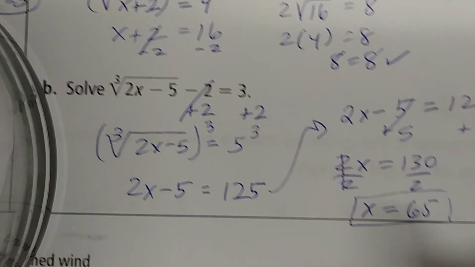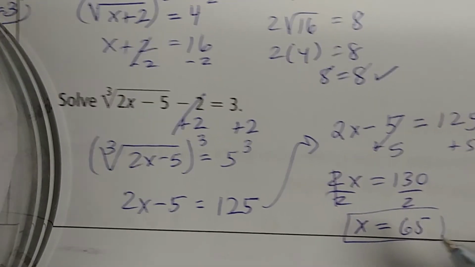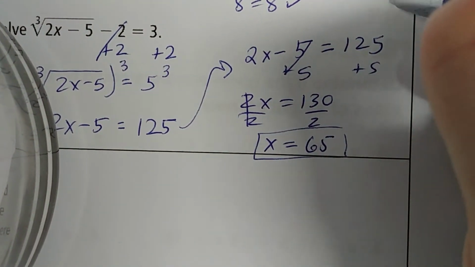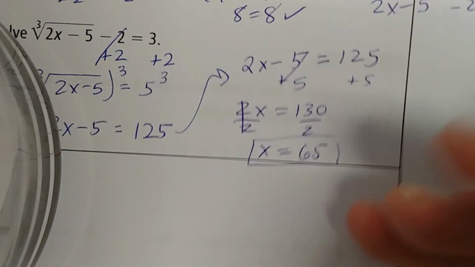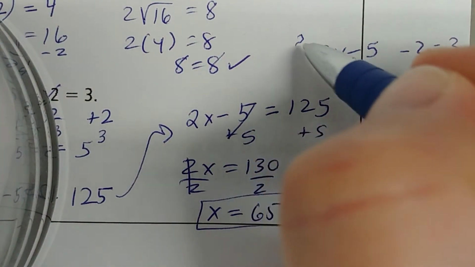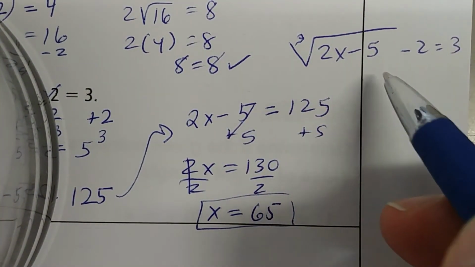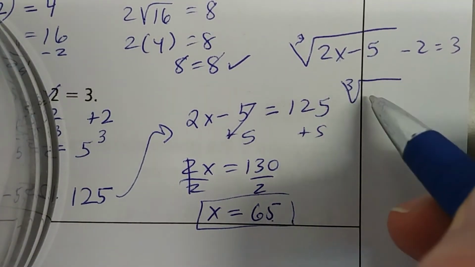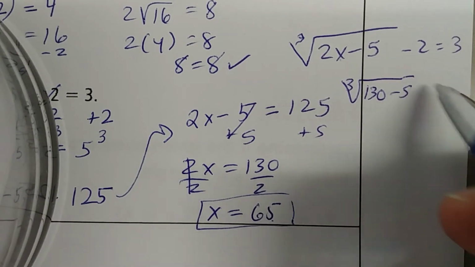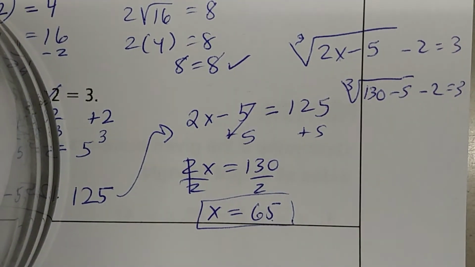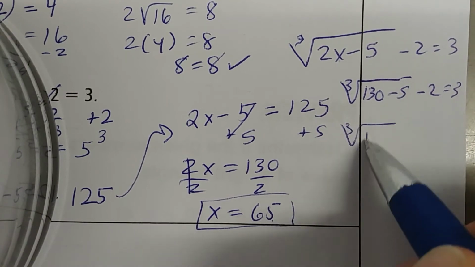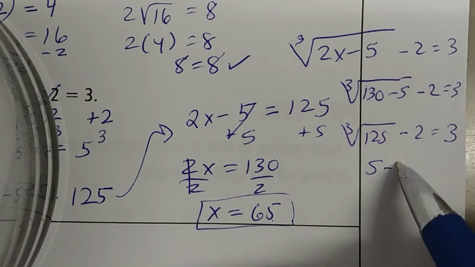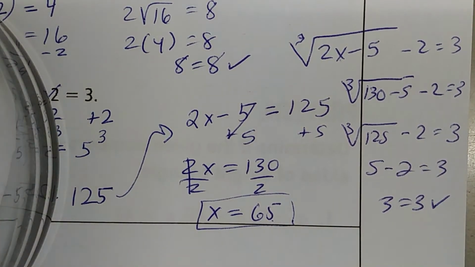And I can check that by plugging it back into the original. My original equation is the cubed root of 2x minus 5, minus 2 is 3. So that's the cubed root of 65 times 2 is 130, minus 5, minus 2 is 3. This is the cubed root of 125, minus 2 is 3. The cubed root of 125 is 5. 5 minus 2 is 3, and that is a true statement, so that's a good check.